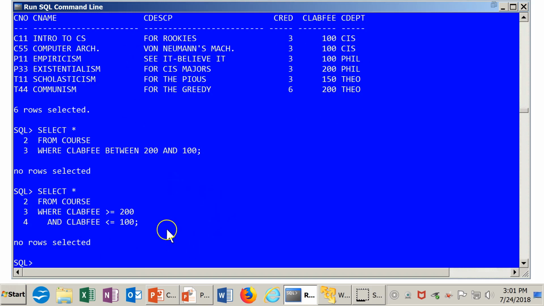You're not going to find any rows where the lab fee is greater than 200 and also at the same time less than 100. So keep in mind that the order in which the values are listed here is very important. That'll become clear to you if you always think the first value is going to be compared greater than or equal. The second value, whatever I put, will be compared less than or equal. Okay, so that's the between.